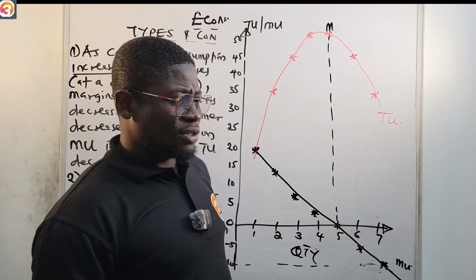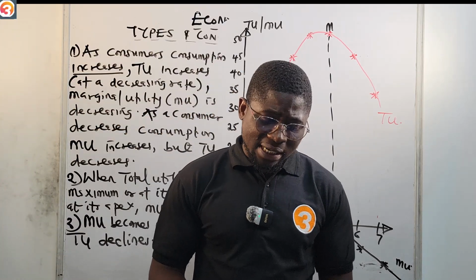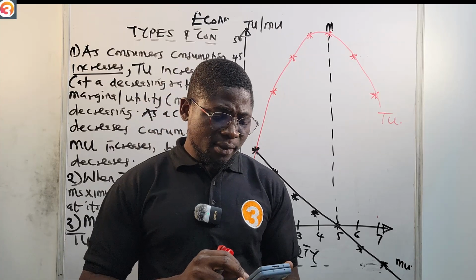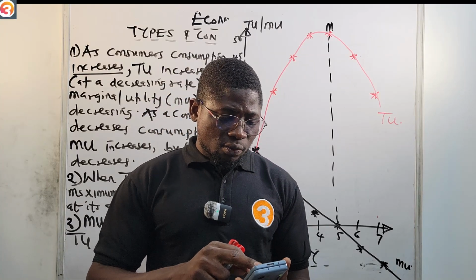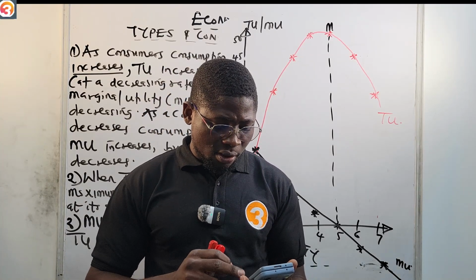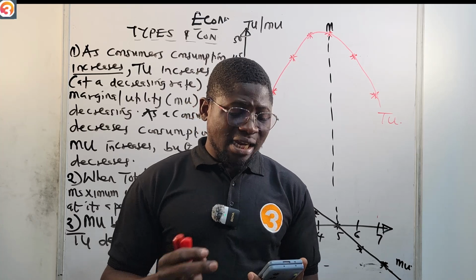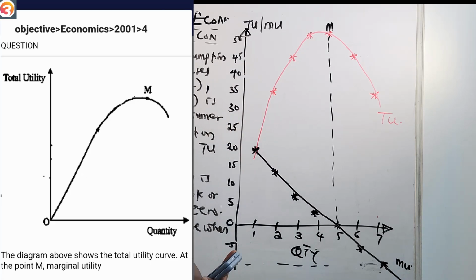So let us go to the O3 School JAMB app. Please ensure you download the app and practice. Let us go. So we have, what year was that? 2001 number 4, using the question search feature. 2001 number 4 is being shown on the screen.